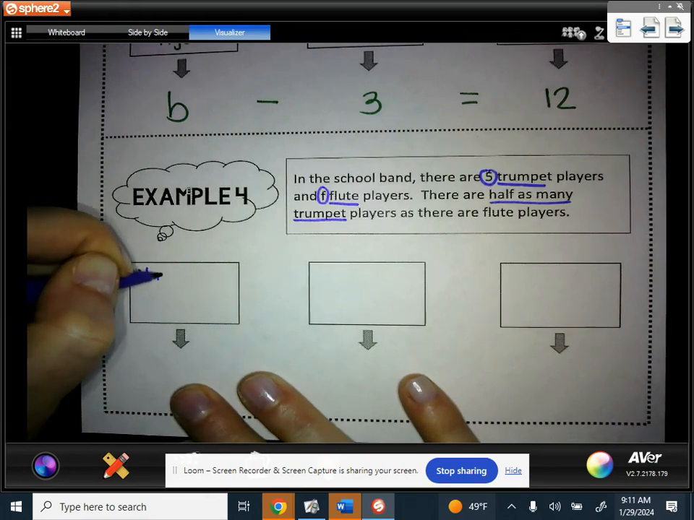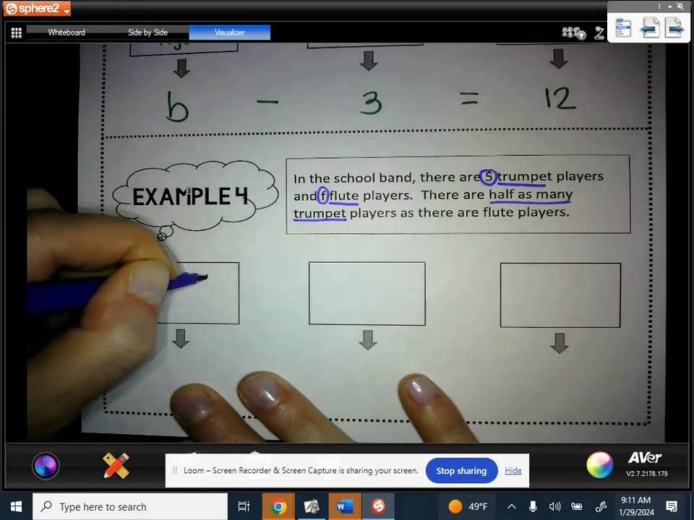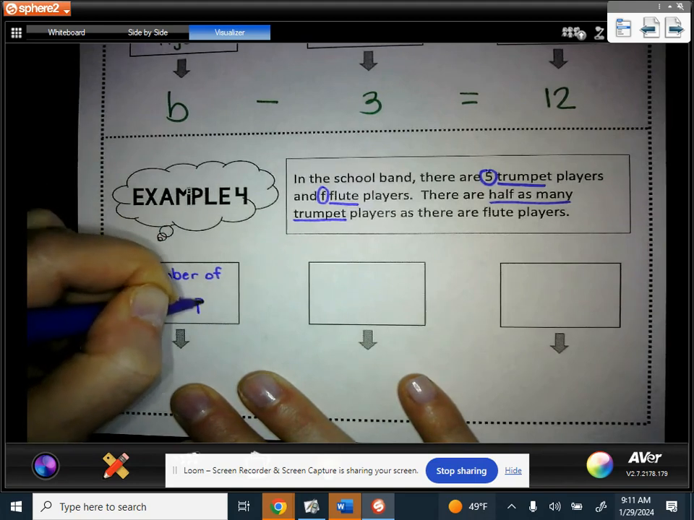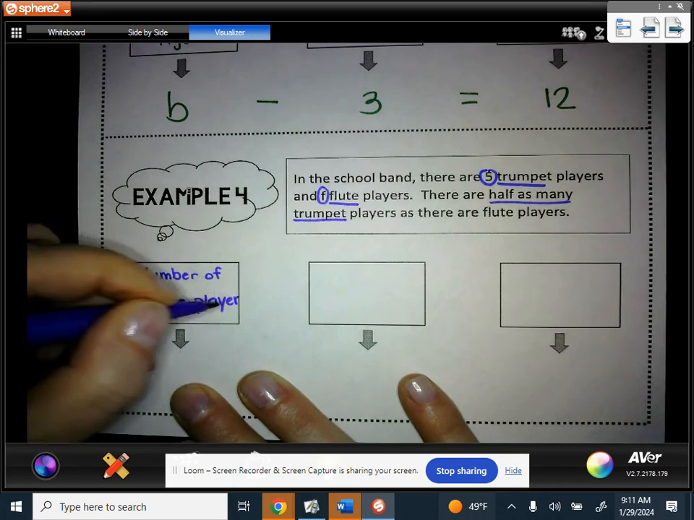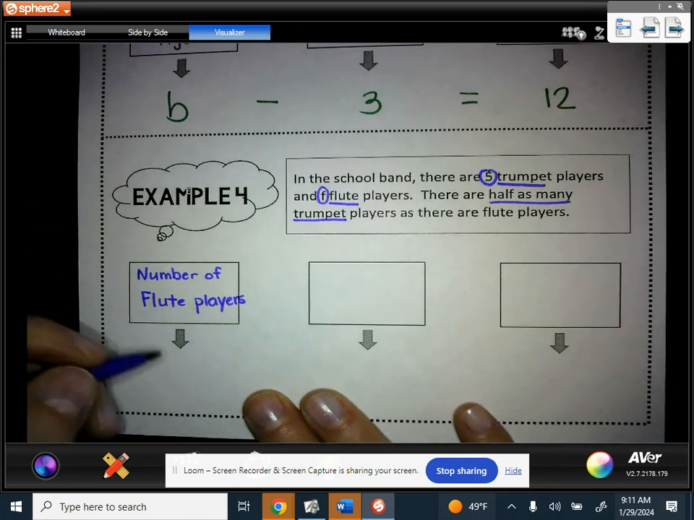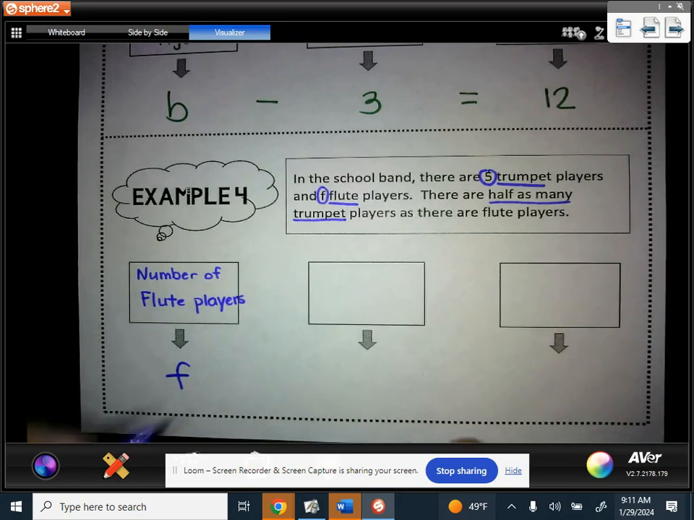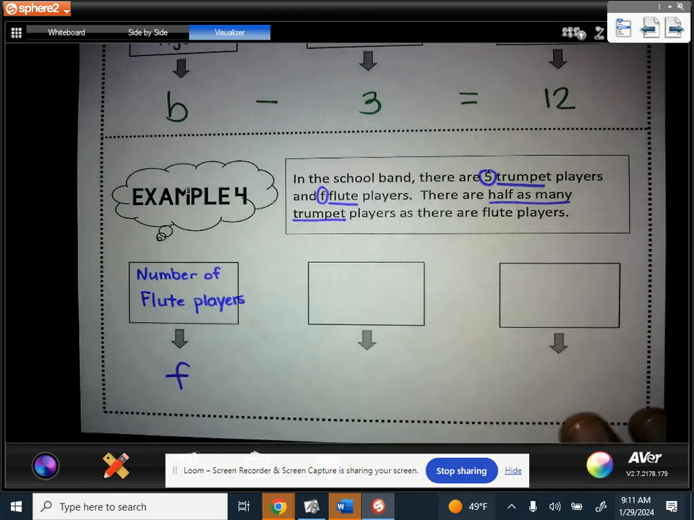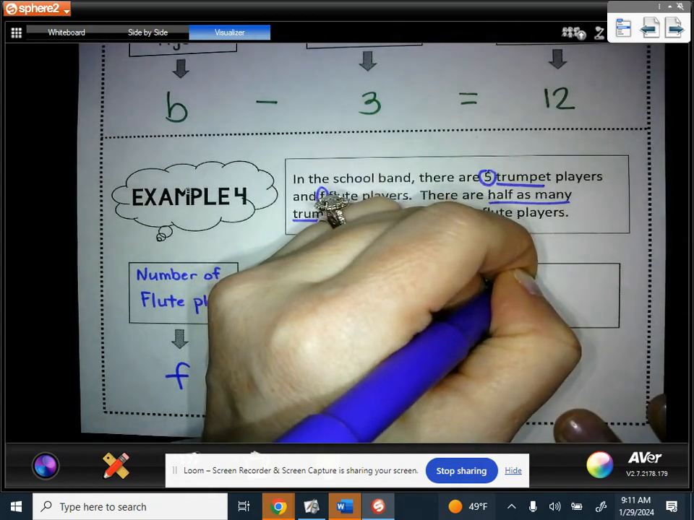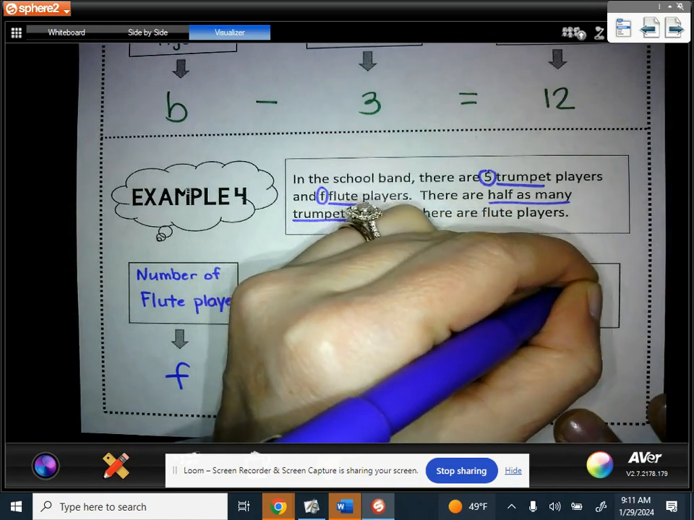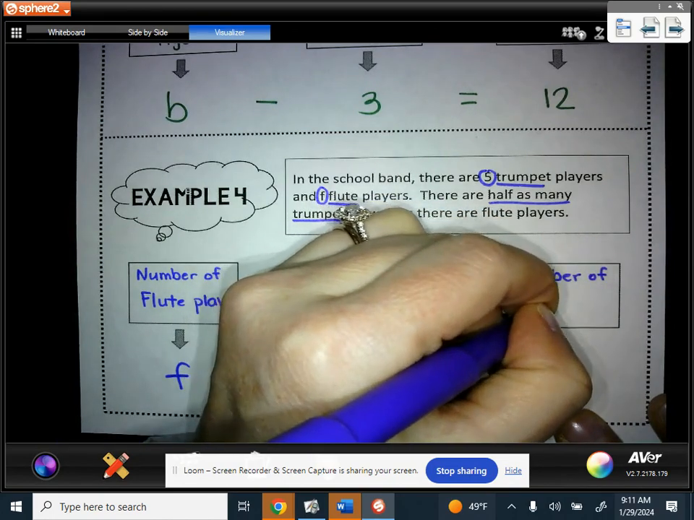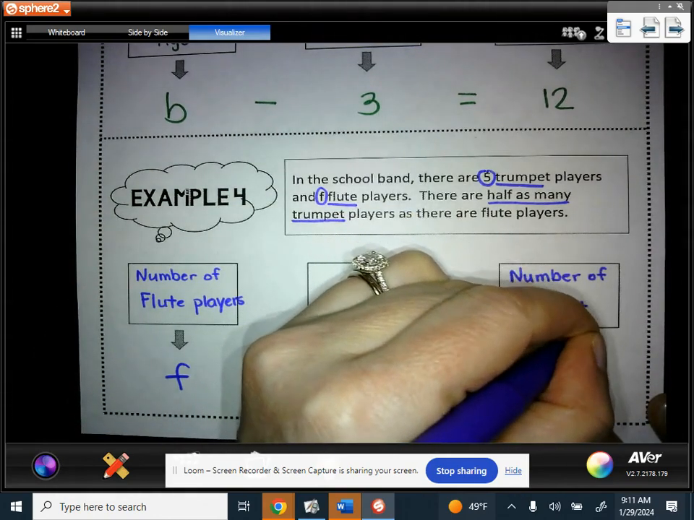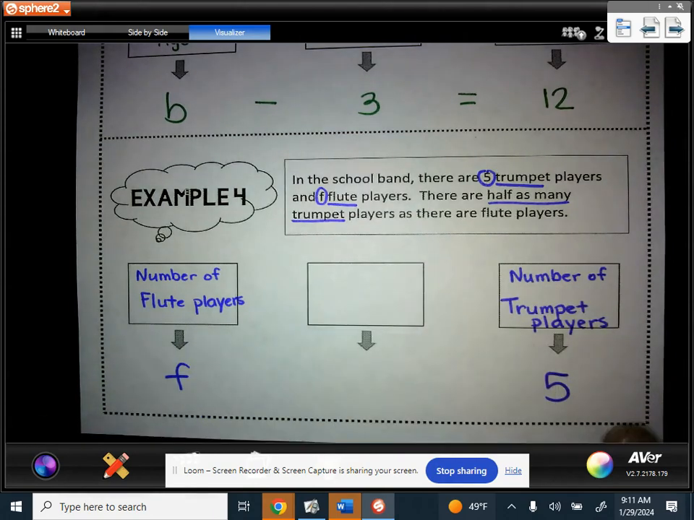So let's look at our different things that we're looking at here. Number of flute players. And remember that we don't have a number for that right now, so we're calling that F. And then we have, I'm going to come back to that middle one. The middle one's a little bit more confusing. So let's go over to the right. This is the number of trumpet players. And we do know that there's 5 of them.